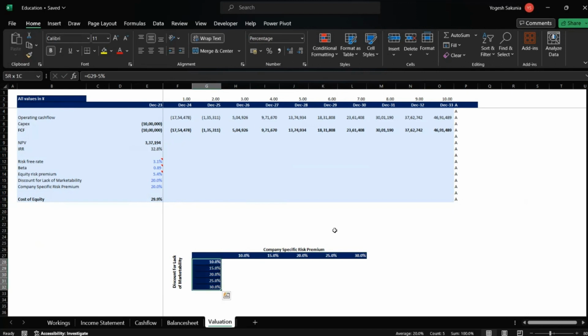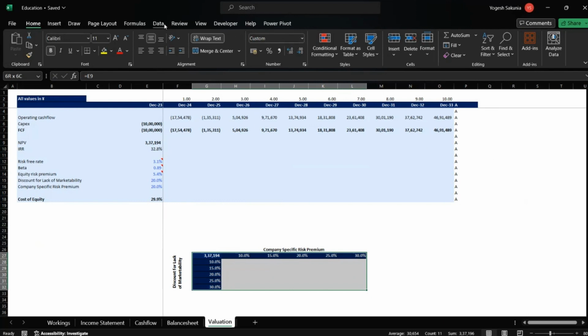Similarly, we have done the same thing for the discount for lack of marketability, right? To do the sensitivity analysis, the first thing that we do is link the top corner. We link the number on which you want to find out the sensitivity. We want to find out how sensitive my NPV is to changes in these two items. So I've linked my NPV here.